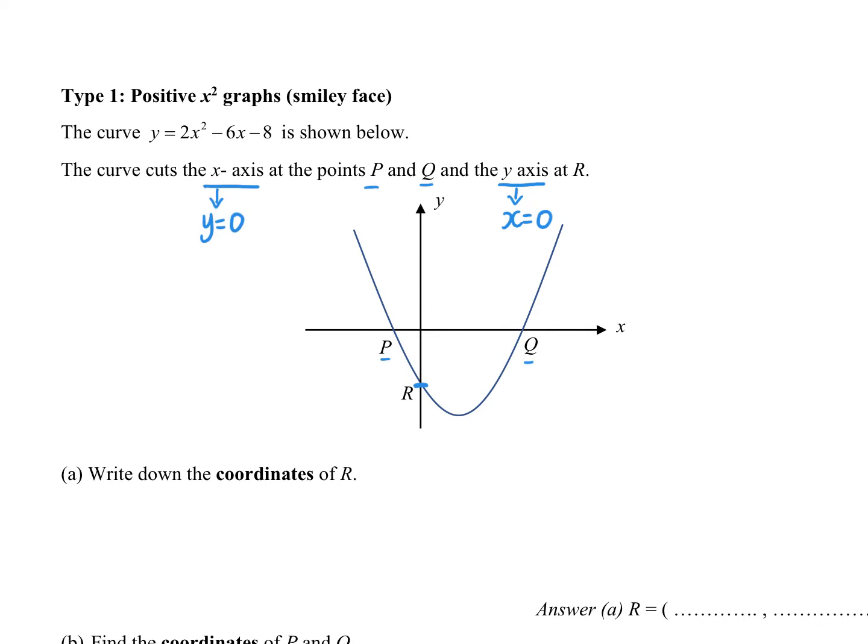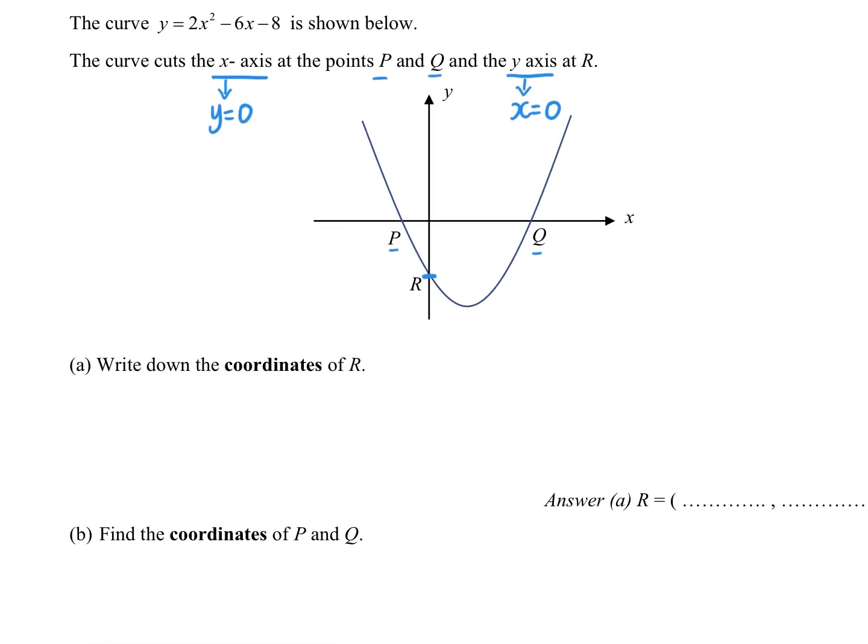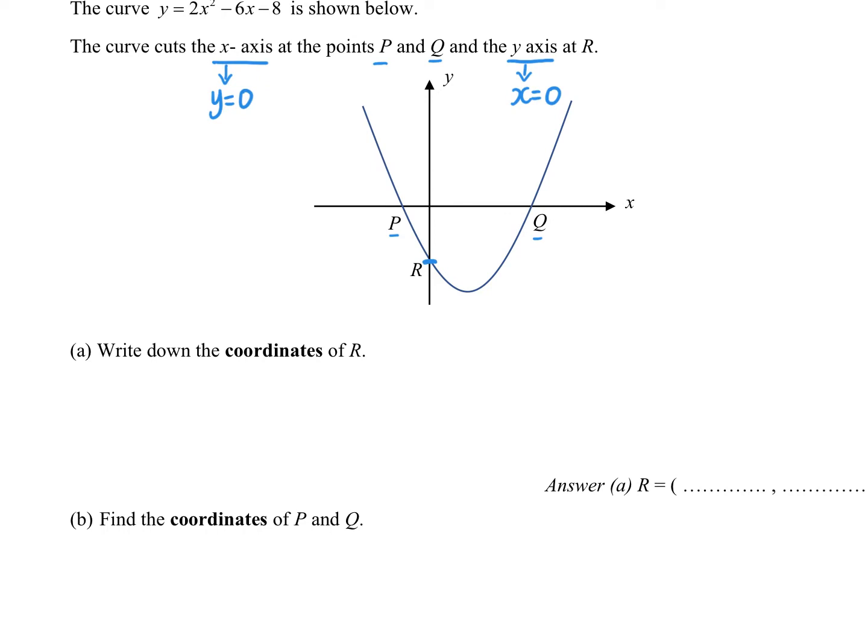Let's look at the first part of the question. It says write down the coordinates of R. Coordinates, right? The question asks for coordinates, so it's actually asking for a pair of values. You need an x and a y value. Now, what do we know when we say coordinates of R? R cuts the y-axis. So when R cuts the y-axis, x is equal to 0.